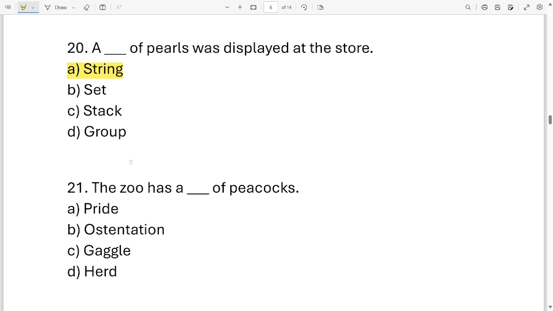Okay, let's move on to the next sentence. The next sentence is, the zoo has a dash of peacocks. Now your options are pride, ostentation, gaggle, herd. Okay, now which one of these options is correct? Is it A, is it B, is it C, or is it D? Which option is correct? It is option B. The zoo has an ostentation of peacocks.